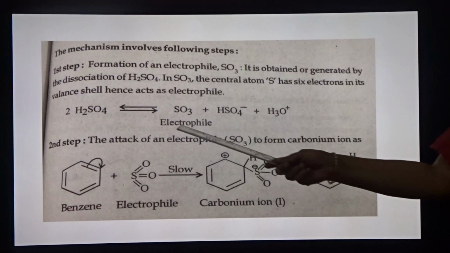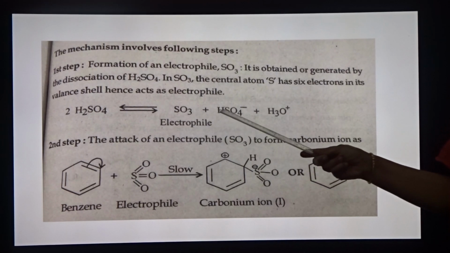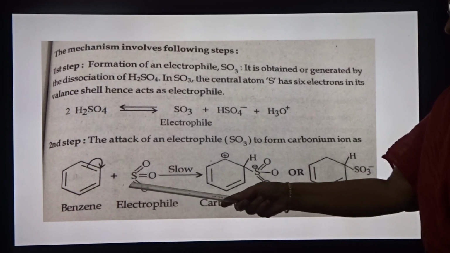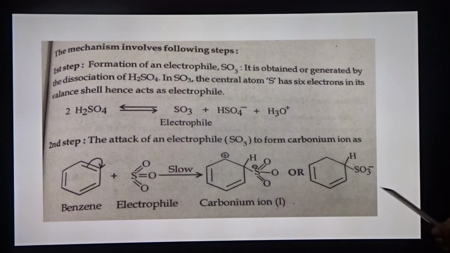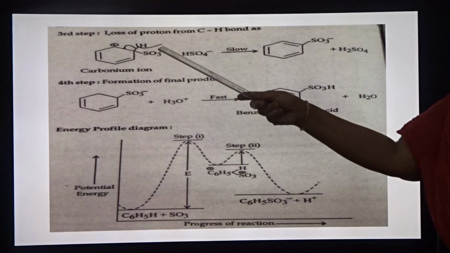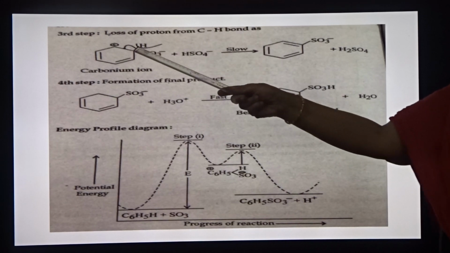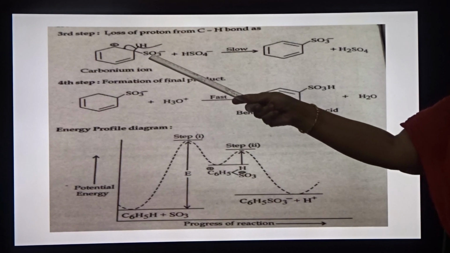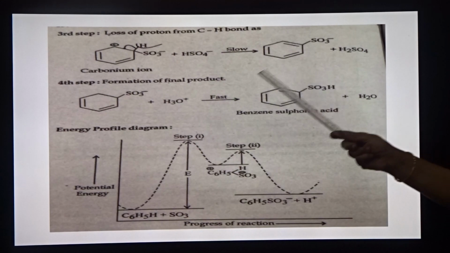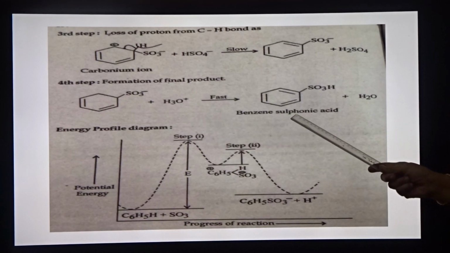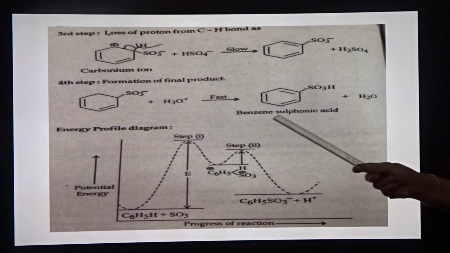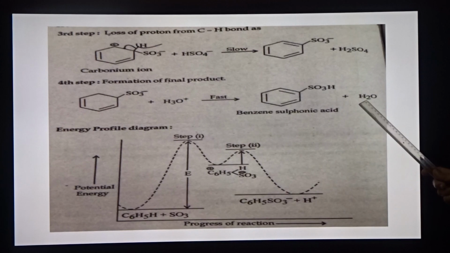Mechanism of the reaction. In step 1, SO3, HSO4 minus and H3O plus, the hydronium ion, are formed, and in step 2, the electrophile will attack benzene to give a carbonium ion. In step 3, the carbonium ion undergoes loss of a proton from the C-H bond, and here a double bond is formed. And in step 4, we get the final product. From H3O plus, H plus gets added, and you get benzene sulfonic acid, and H2O is released.